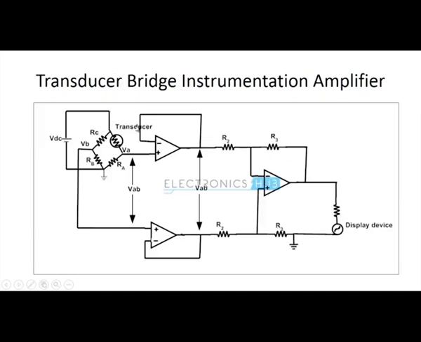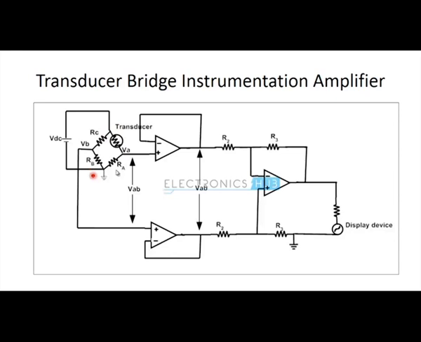This is just an application of the instrumentation amplifier with the transducer bridge. So, if you look at the circuit, actually this is the instrumentation amplifier, and here we are using a transducer bridge, where in one of the bridge arms a resistive transducer is used. So, a transducer which is actually sensing the physical quantity, and it outputs the electrical quantity. It converts a physical quantity into an electrical quantity.